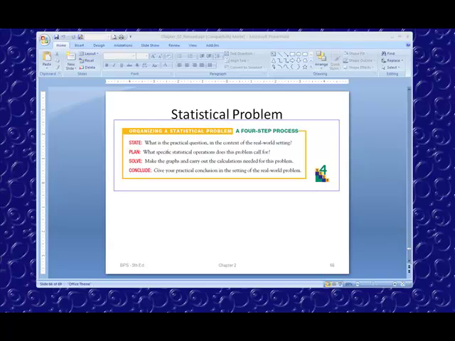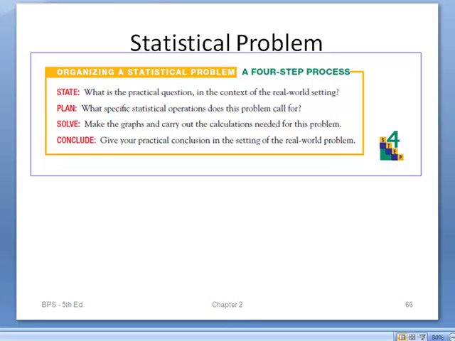Now we're going to finish up Chapter 2. We're going to first talk about the statistical problem. It's the four-step process for organizing a statistical problem. Number one, state. State what is the practical question in the context of the real-world setting. Plan. What specific statistical operations does this problem call for? Then solve. Make the graphs and carry out the calculations needed for the problem, and conclude. Give your practical conclusion in the setting of the real world.